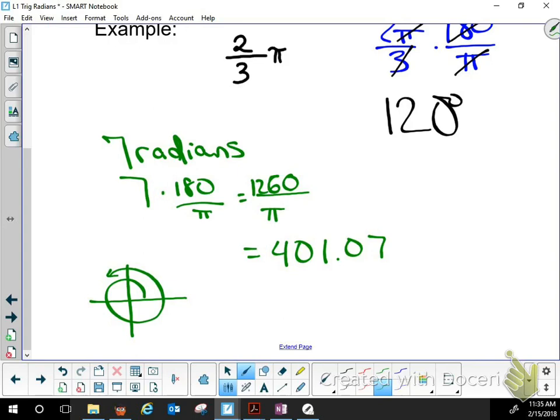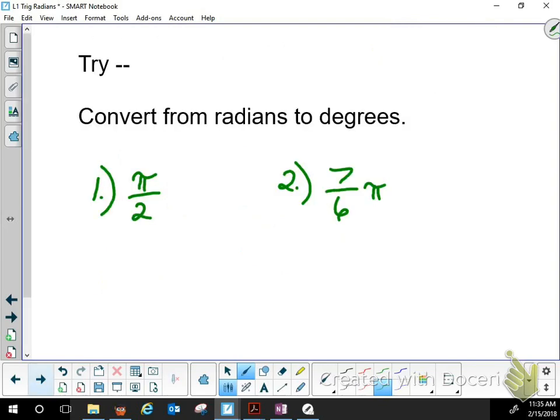So your angle would be here. Just like we said, 0 and 2 pi are the same thing. That happens as many times as you want to go around a circle. With your partners, try these radians to degrees.